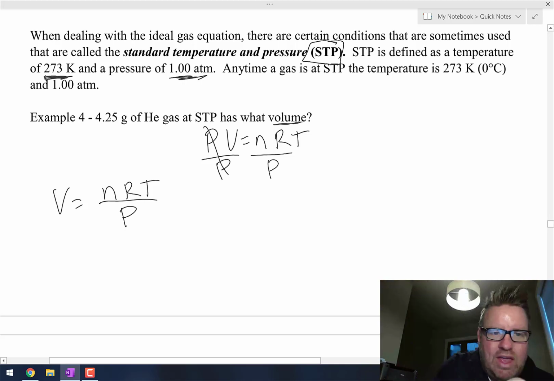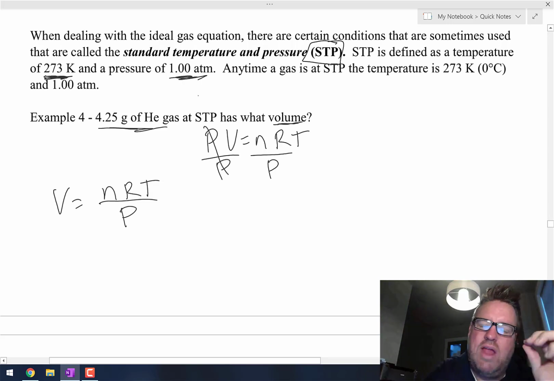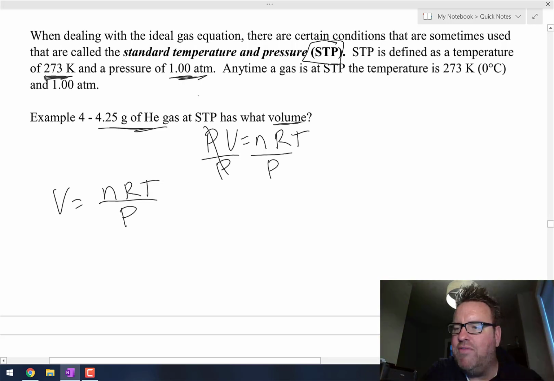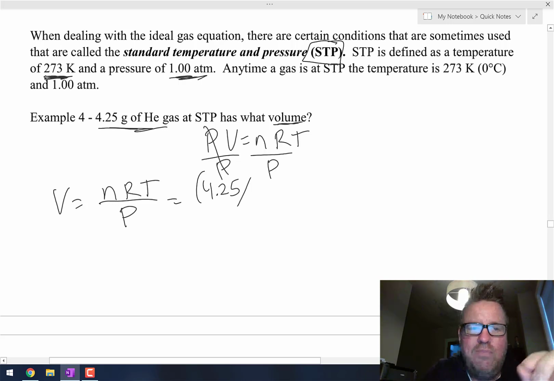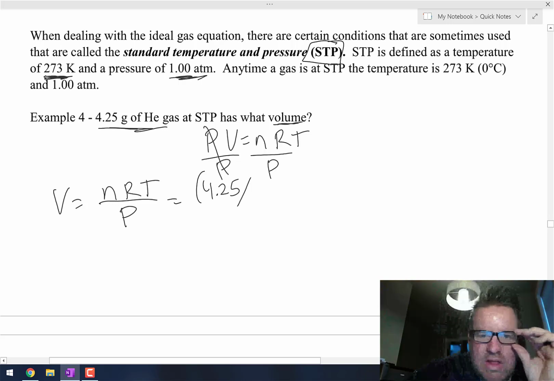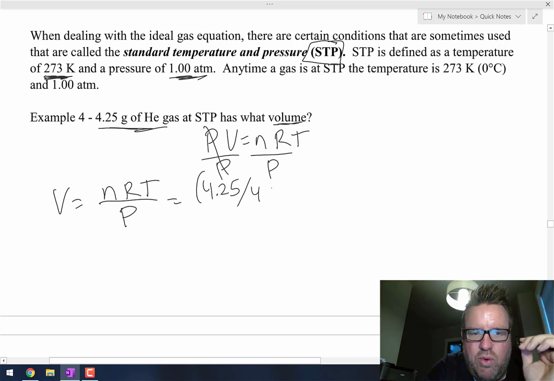Okay, now they give us the mass of helium, so like the problems in the previous video, when they give you the mass of something, you have to convert those grams to moles. So we're just going to show that right in our process. So 4.25 divided by, and then I look at a periodic table, the molar mass of helium is 4, and by taking the mass divided by the molar mass, that's going to give me the moles.